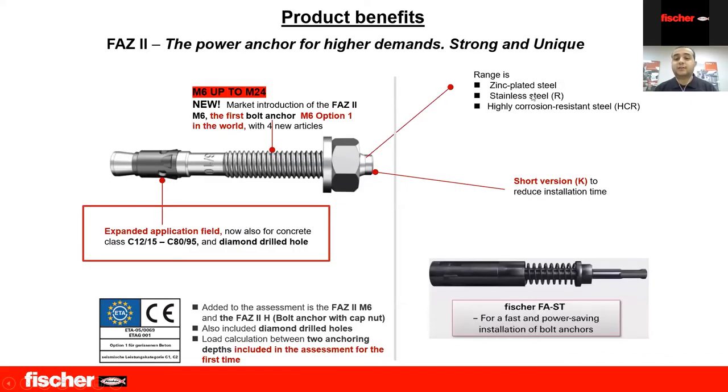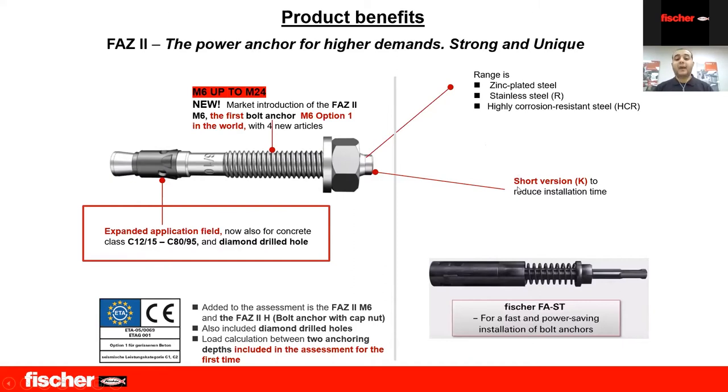It's also good to know that the range of that anchor comes either zinc plated for indoor application, or stainless steel for outdoor applications, or when there is some water, corrosion, or soil nearby. And we need to look for the highly corrosion resistant steel for areas with aggressive conditions, where there are huge amounts of minerals in the soil itself and heavy rains, so we have to look for this option.